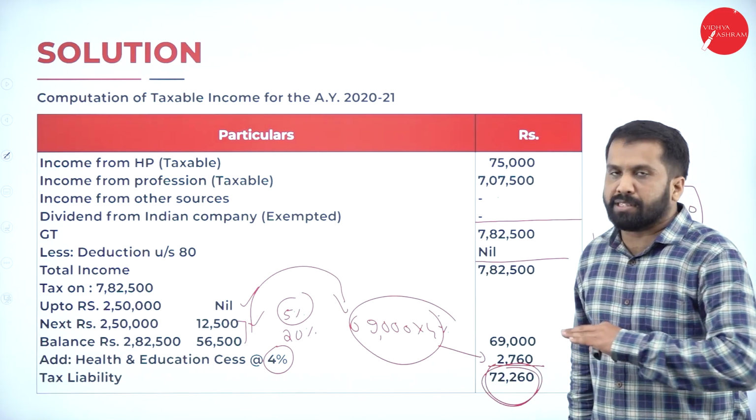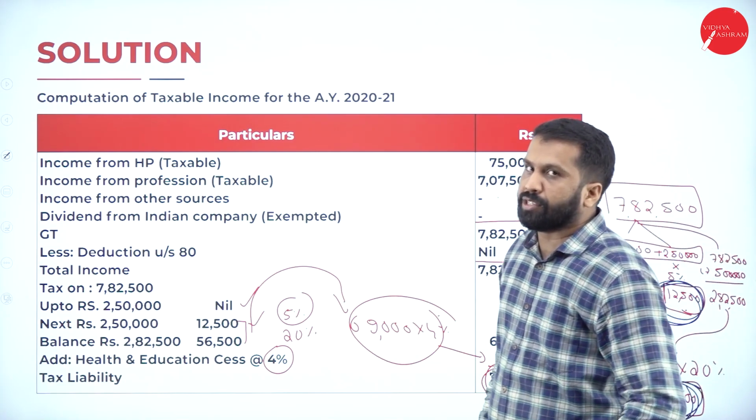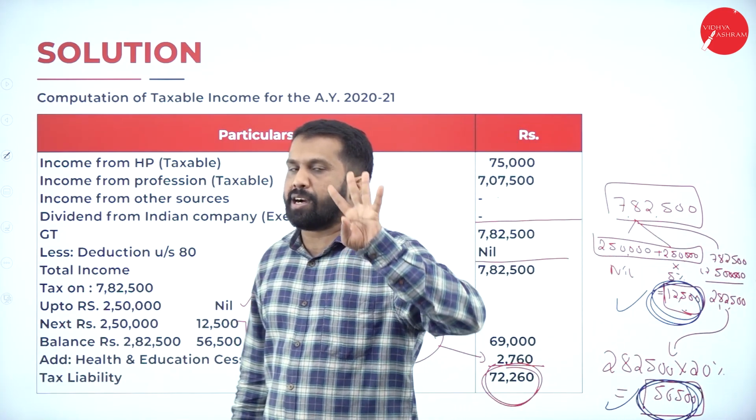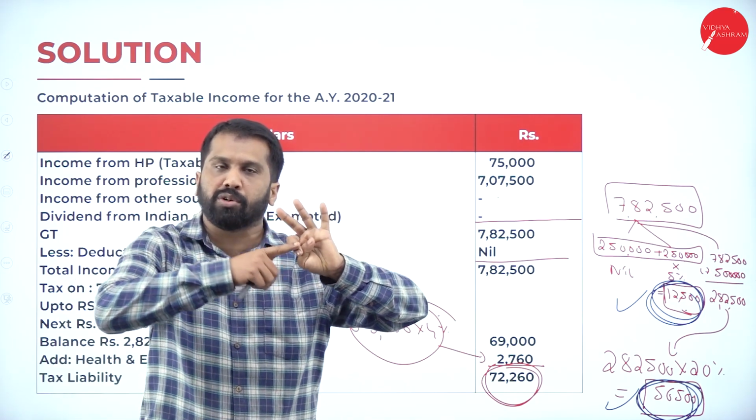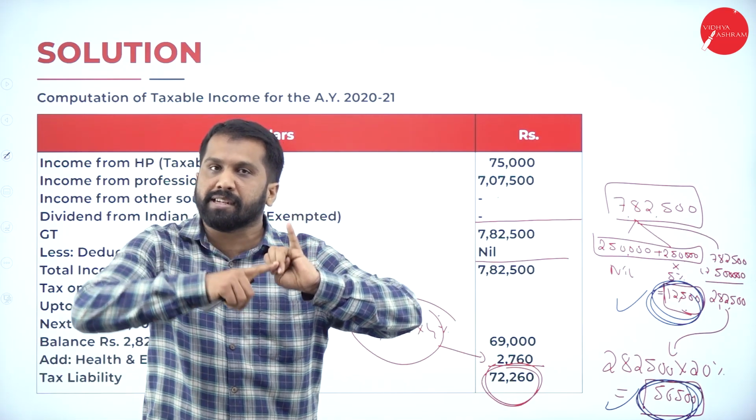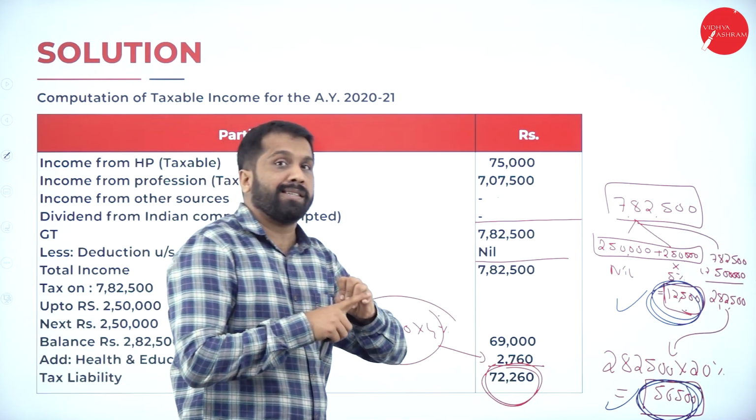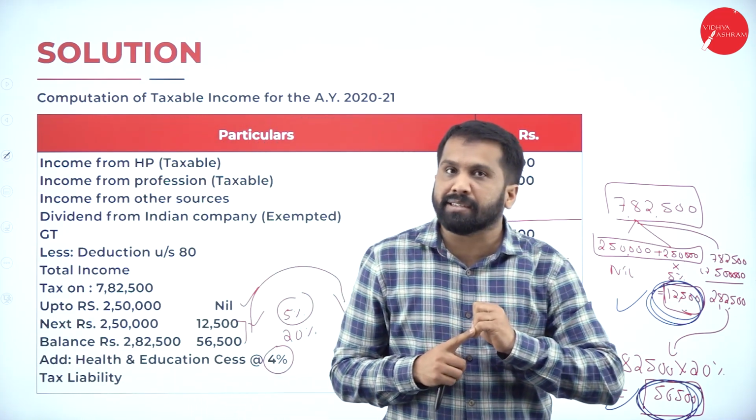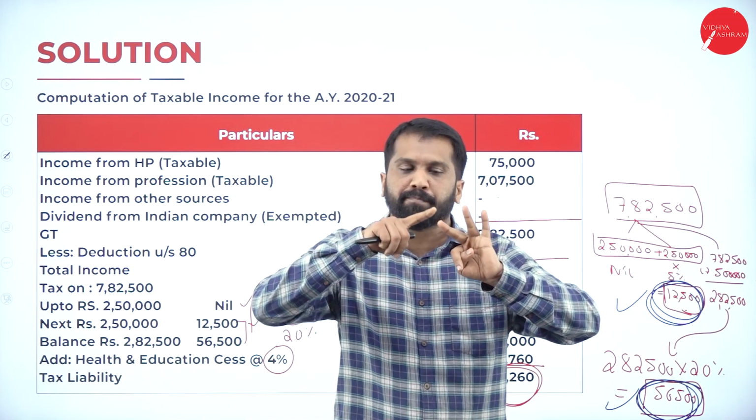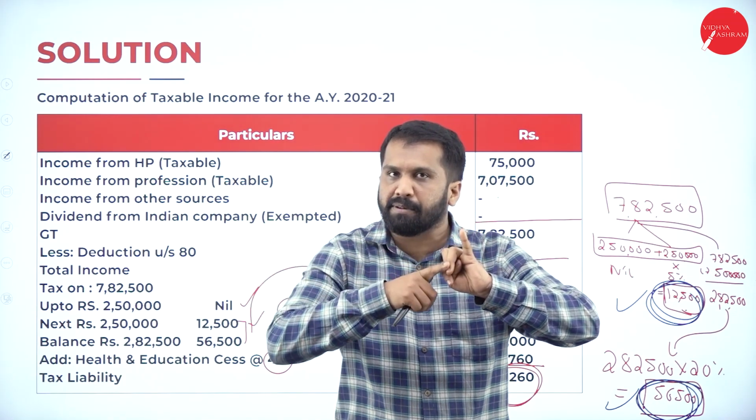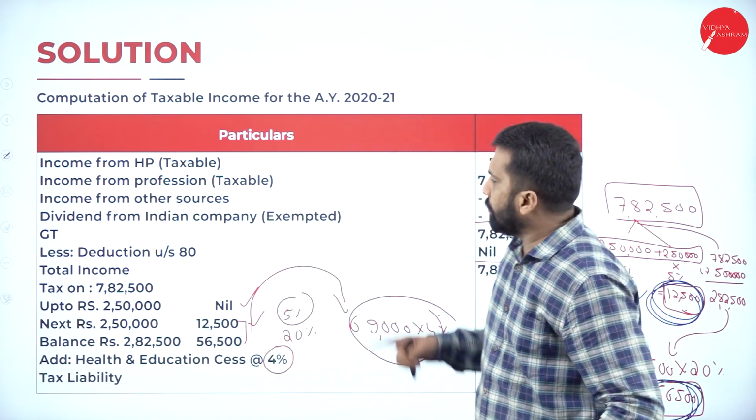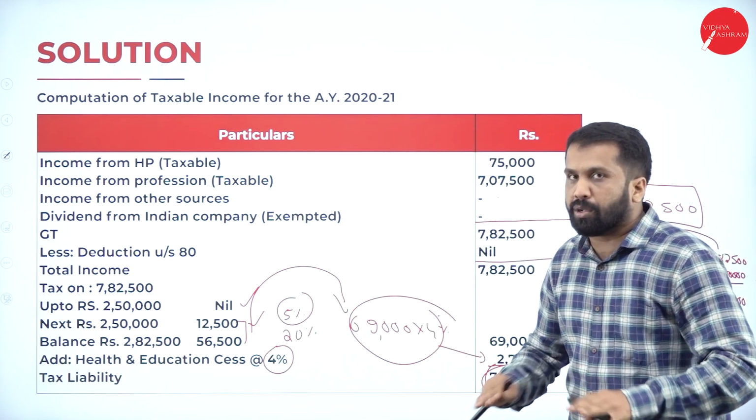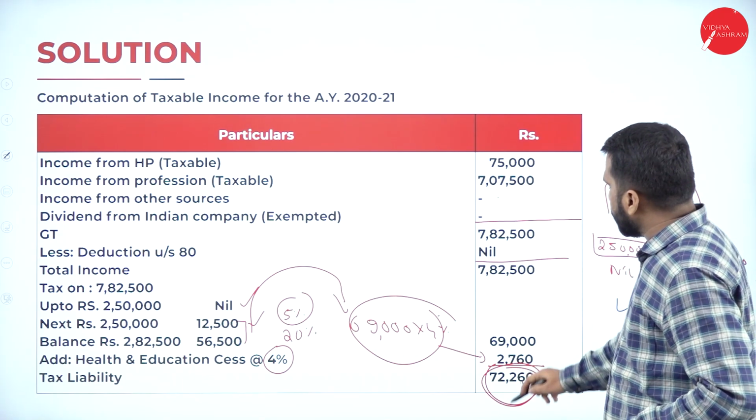Almost 75% we have completed. What is the next procedure? Advance tax. How many installments are there? 4. What are the dates? 15 June, 15 September, 15 December and 15 March. What are the percentages? 15%, 30%, 30%, 25%. These are the percentages. Now, is there any TDS paid? No. So take 72,260.